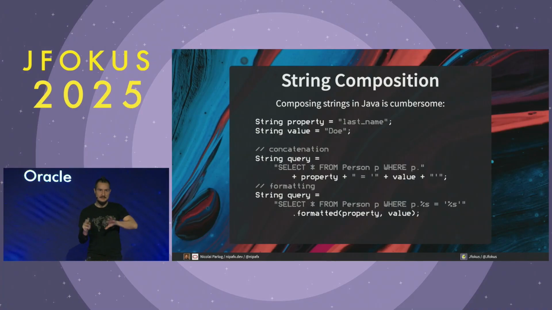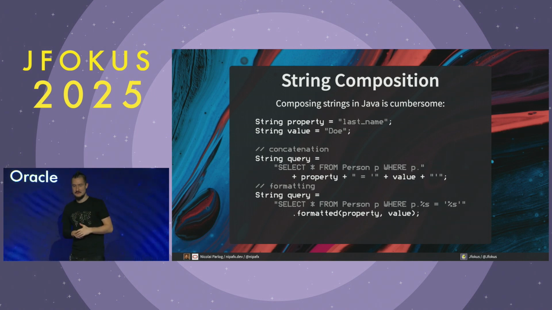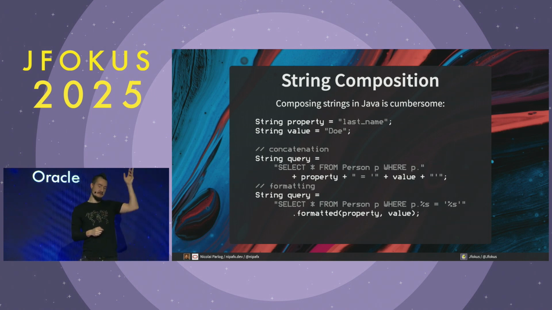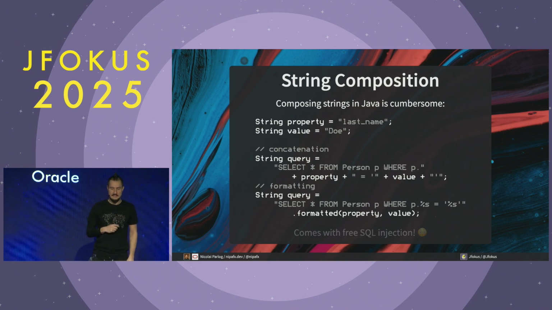Right, so let's go a little bit towards string templates, and then I'm going to tell you where it's going right now. The idea is that composing strings in Java is kind of cumbersome. If you do this, you have a property and a value string up there, and then you want to create this select query, and you have to put in string concatenation, or you can use string formatting for that. That's all very cumbersome, and also it comes with free SQL injection, so that's not great.